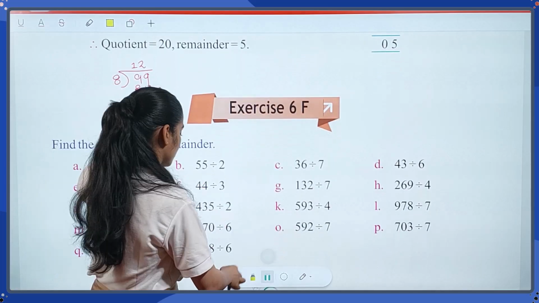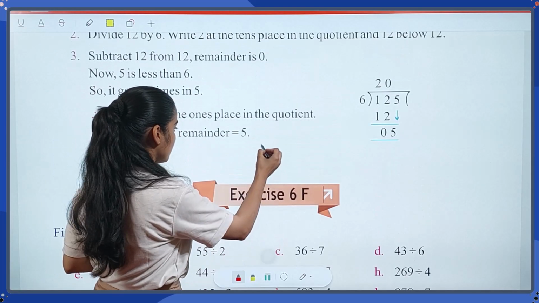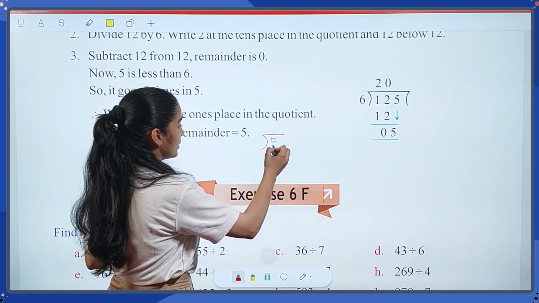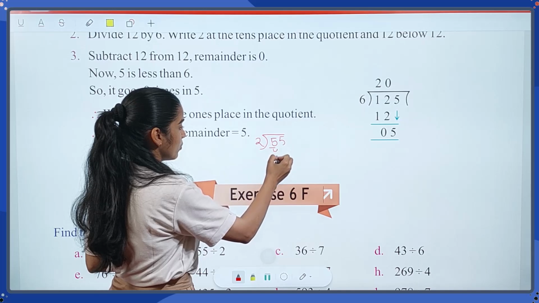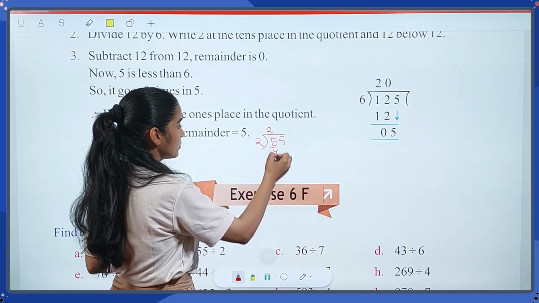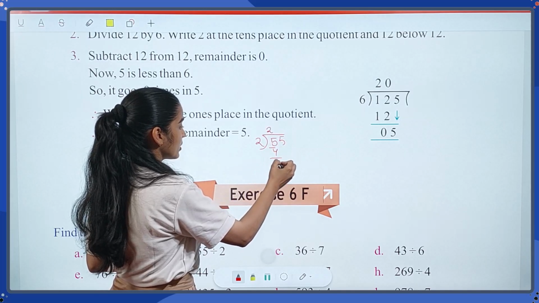Same for this one. Next question we have 55 divided by 2. So for 5 we take 4, which comes at the place of 2 in 2's table. 5 minus 4 is 1.